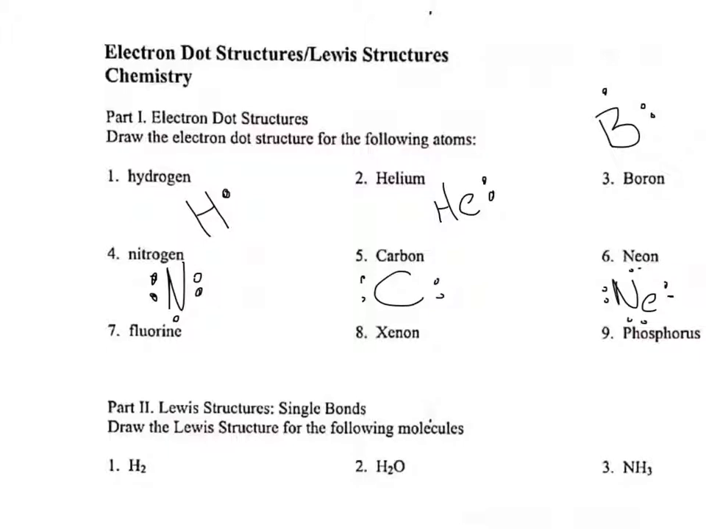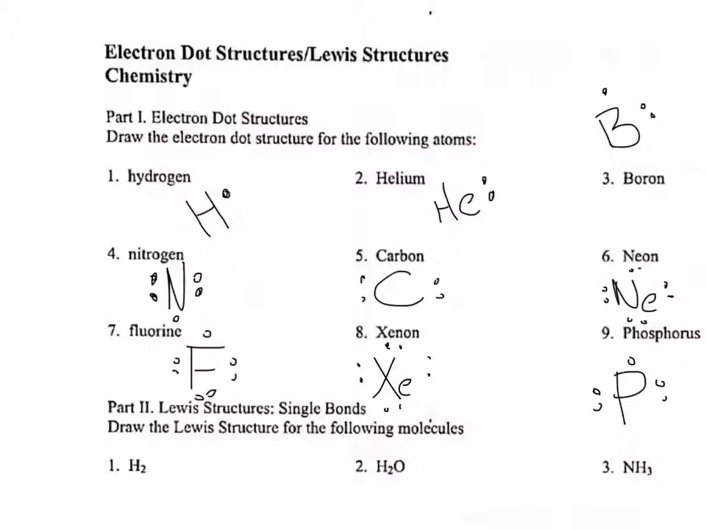Fluorine, on the other hand, has 7 valence electrons and so definitely wants another electron. So its Lewis structure, or dot structure, will be 1, 2, 3, 4, 5, 6, 7. And again, which side they go on doesn't really matter. Xenon, yet another noble gas: 1, 2, 3, 4, 5, 6, 7, 8. And phosphorus looks like this. So we have P, the chemical symbol, and 1, 2, 3, 4, 5.